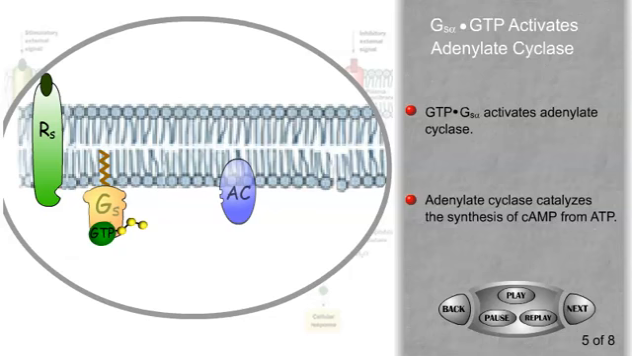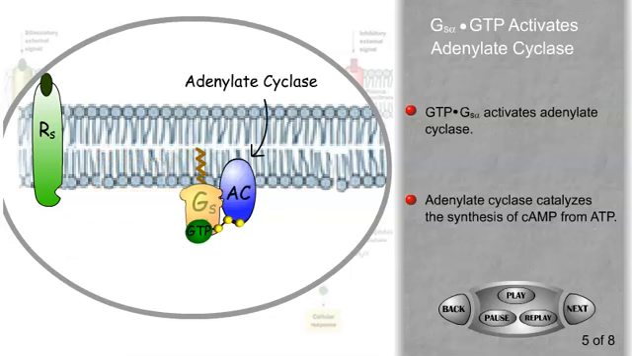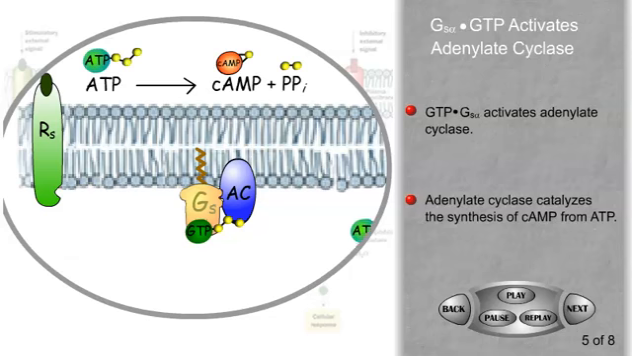The now active alpha subunit of GS in turn activates the membrane-bound enzyme adenylate cyclase to catalyze the synthesis of cyclic AMP from ATP. This results in the buildup of intracellular concentration of this second messenger.